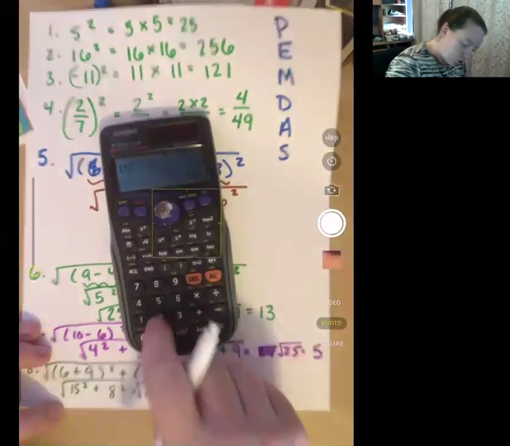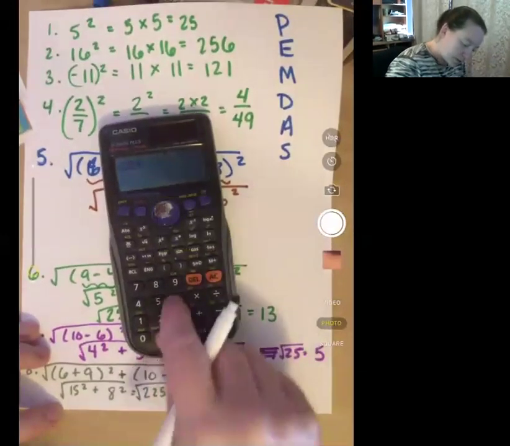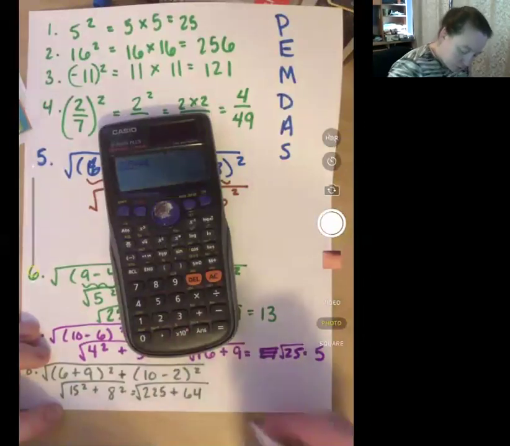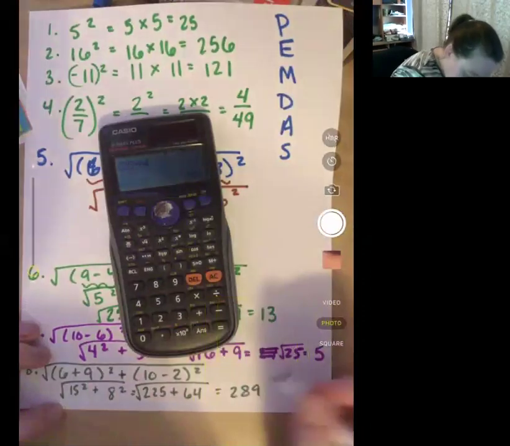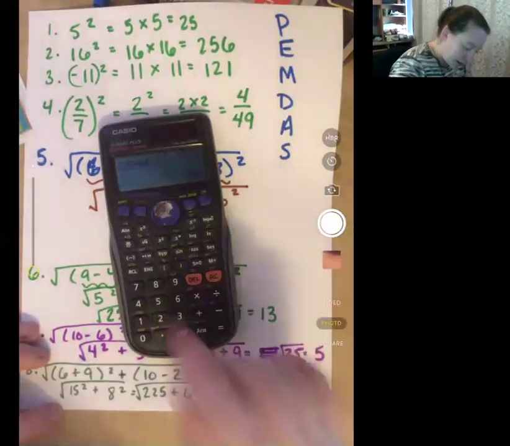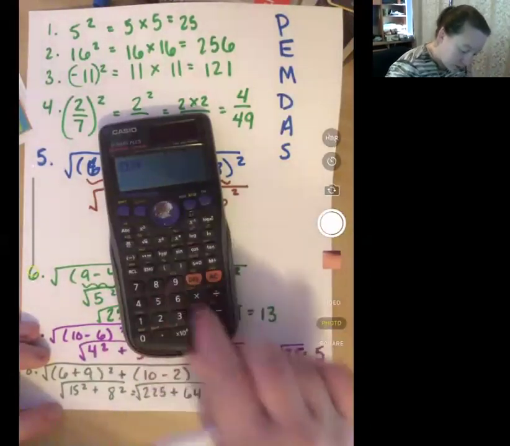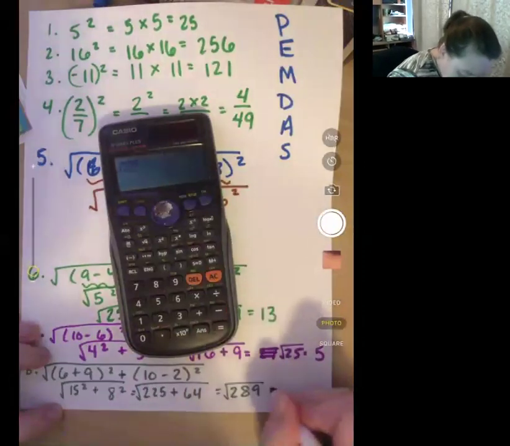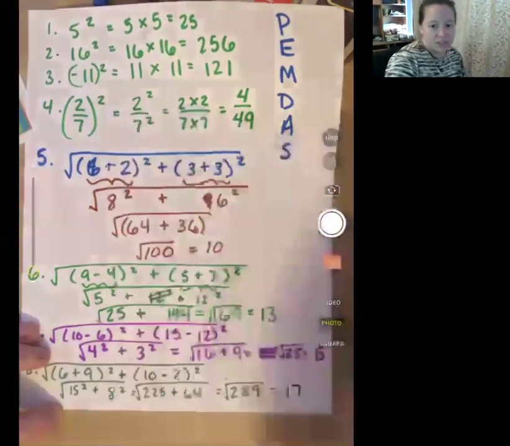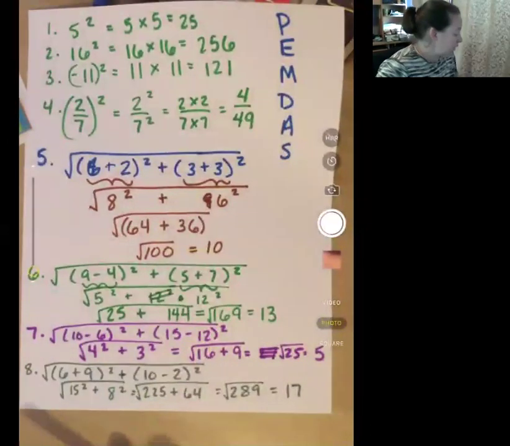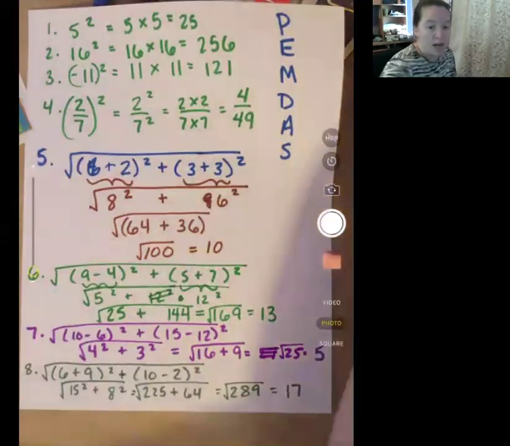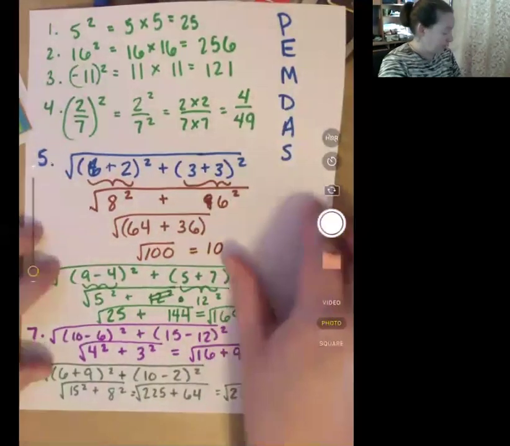I'm going to do 225 plus 64, which gives me 289. I still need to do the square root of that. I have absolutely no idea what that is. And it is apparently 17. So 17 times 17 is equal to 289. All right, pause if you need to. I am moving on.